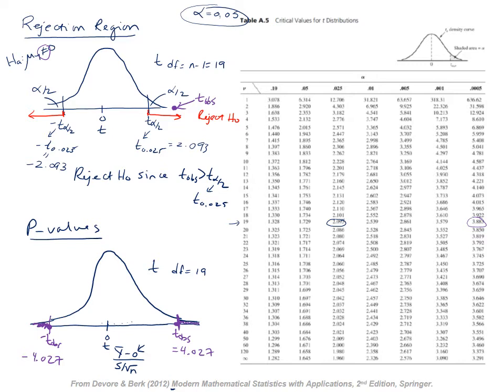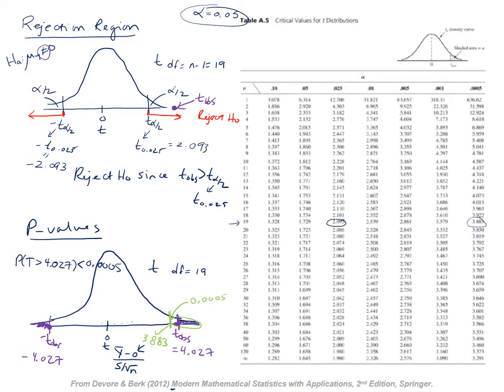So that tells me, and maybe I'll switch colors again, the table tells me that that tail area is 0.0005, where that value is 3.883. So what I can conclude based on the table is that the probability that t is bigger than my t-obs, 4.027, is going to be something less than 0.0005. But that is not my p-value.